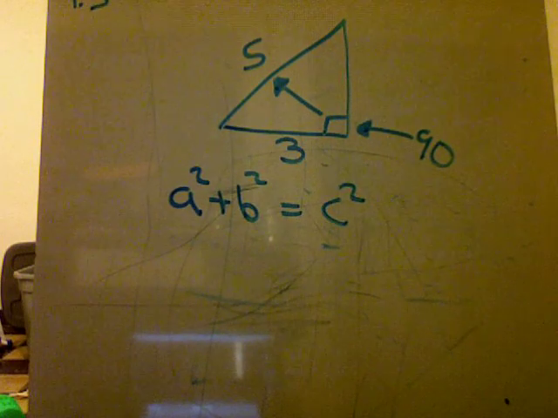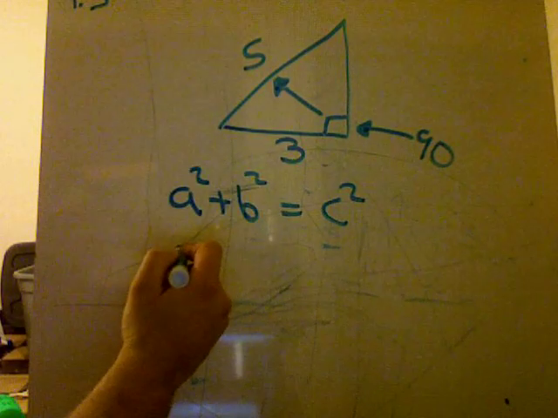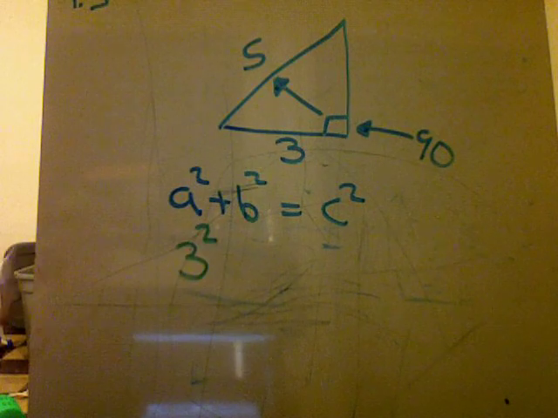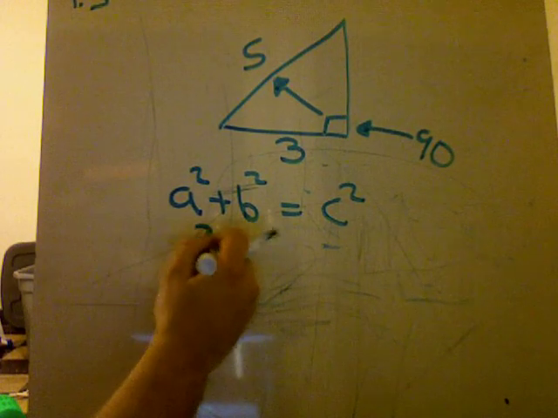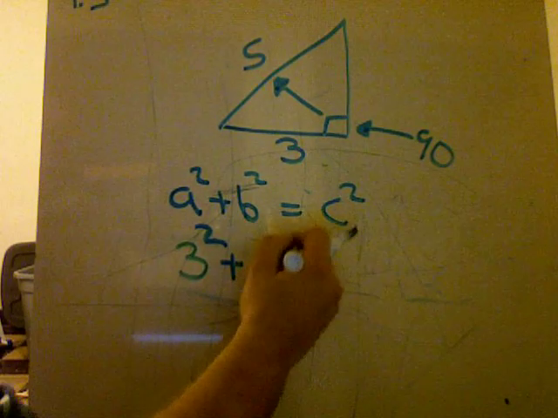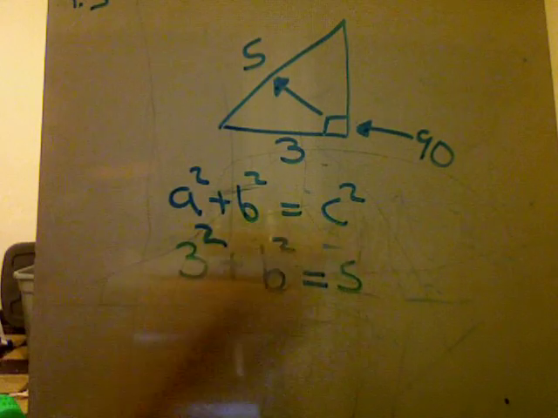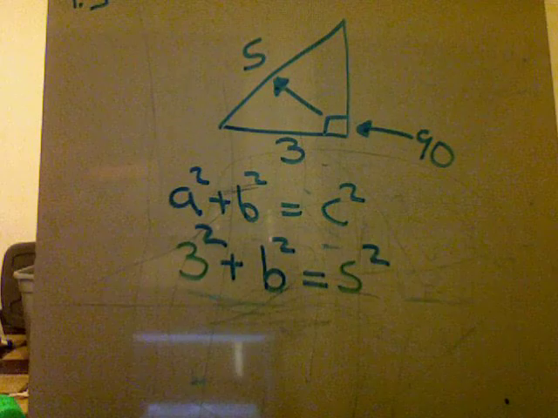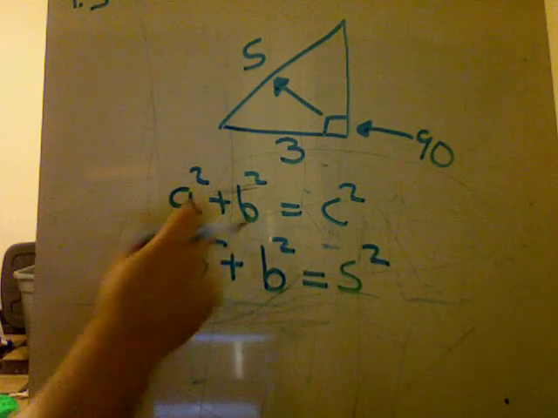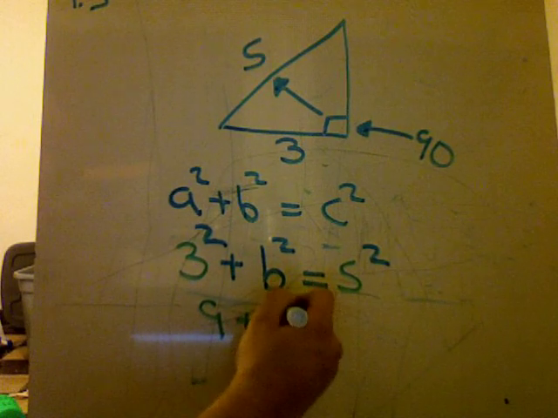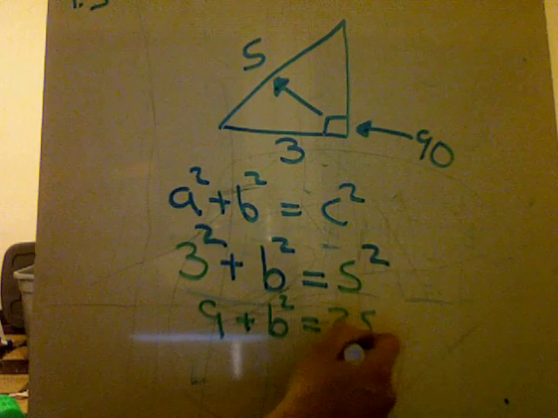Okay? So let's just call this side A. This is 3. Put the 3 in. There's the square. Okay? Plus B squared. We don't know what B is. We're going to try to solve for B. I put in a 5 for the hypotenuse. Okay? And let's go ahead and solve. So 3 squared is 9. 5 squared is 25.